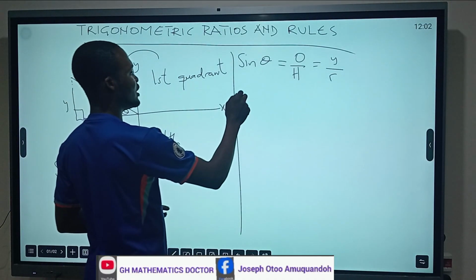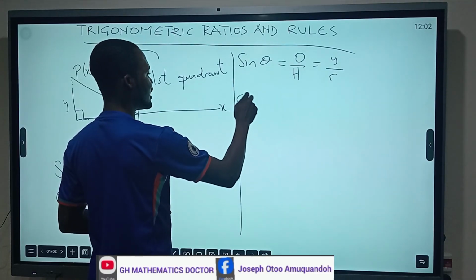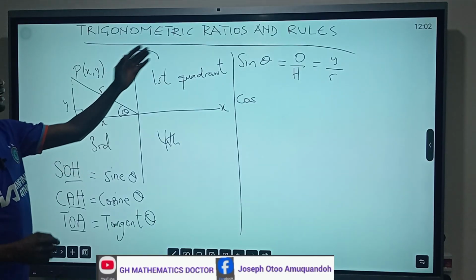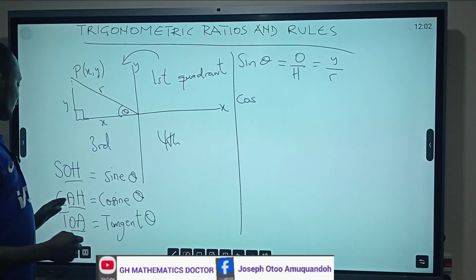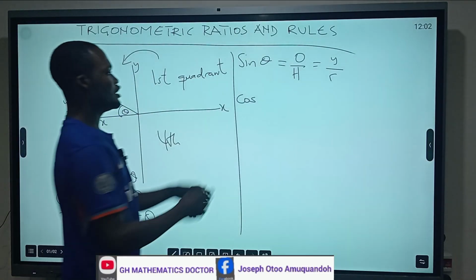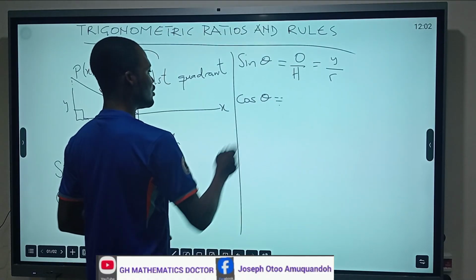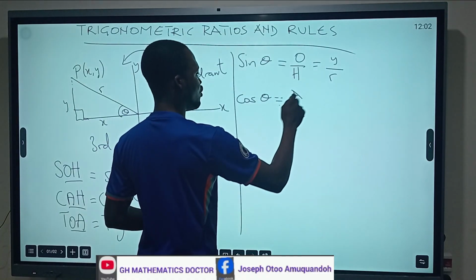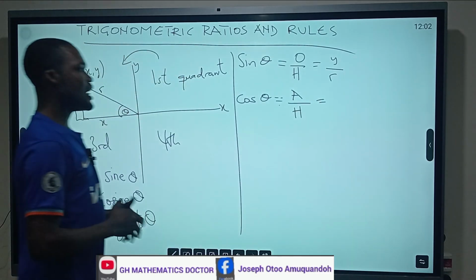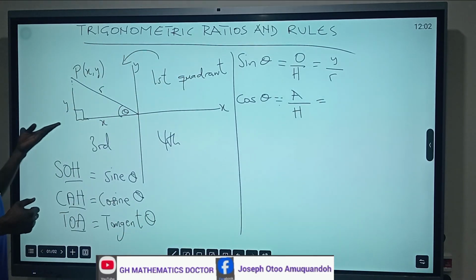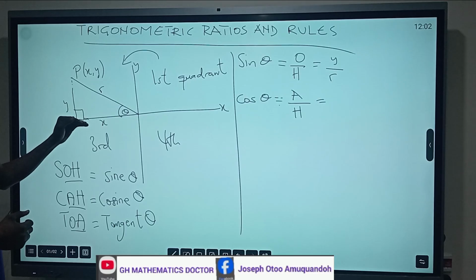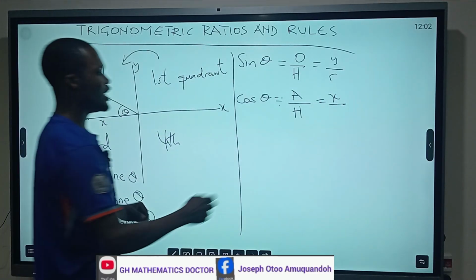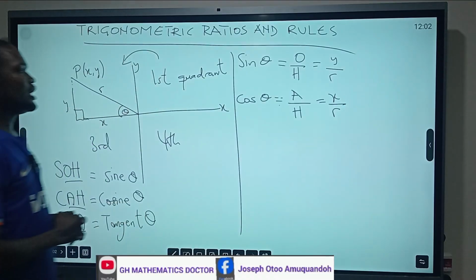Let's come to the second one. That is the cosine. So we will use cos. The short form of sine is sin, and the short form of cosine is cos. So cos theta has the ratio A over H, and A is the adjacent. So the adjacent is the x-axis, so the adjacent over here is x. And the hypotenuse is the r. So we have r at this place. And that is our ratio.